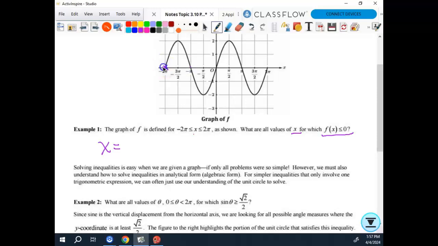When's the first time it's less than or equal to 0? Negative 2 pi. It's 0 here, right? So negative 2 pi. Then it goes to positive, so it's not an interval, it's just that point. And then from negative pi, that's the next time it's 0, then it's less than 0, then it's 0 again. So we go from negative pi to 0, but this is an interval. Do I include these two or not? Yes, okay? So I'm going to include them.